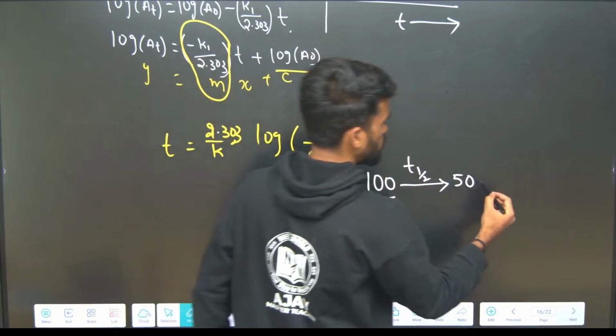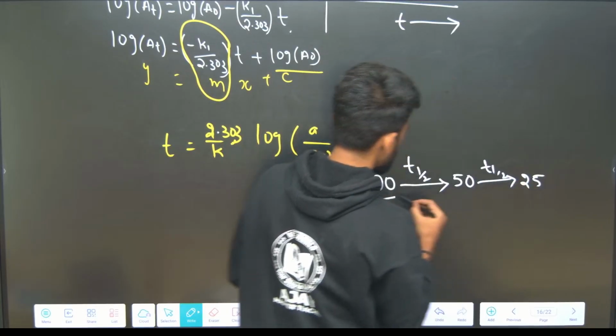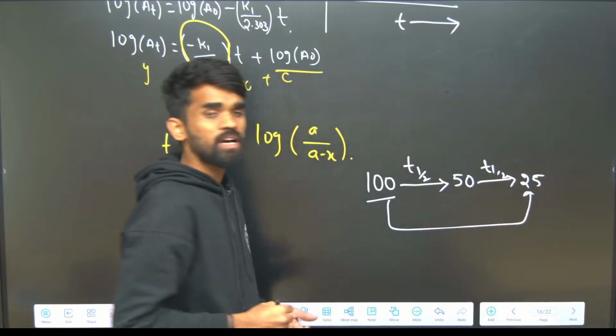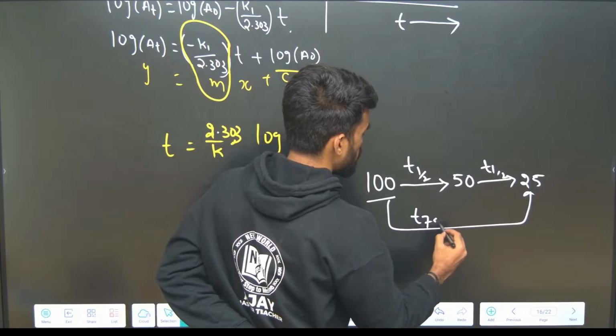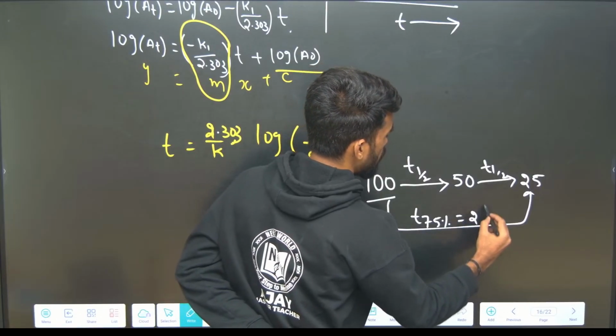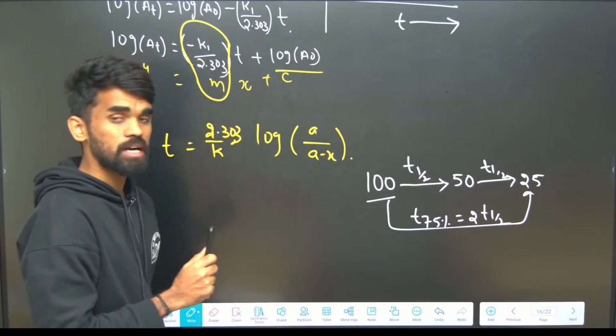Again this 50 becoming 25, again this is one more T half now. So this is the time required for 75% completion. So I can say T 75% equals 2 T halves. You have to relate it like this for a first order reaction.